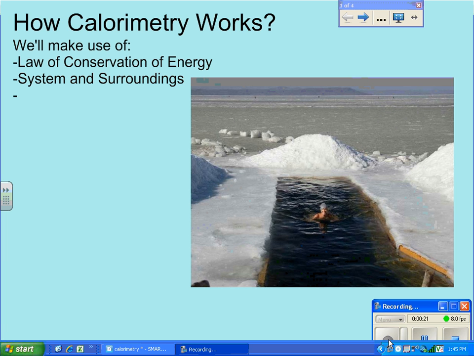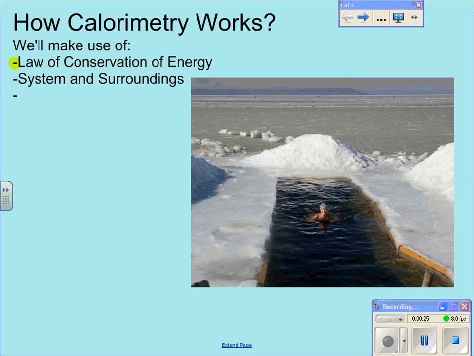We're going to put together three concepts that we've learned. The law of conservation of energy, which says that energy cannot be created or destroyed. The idea that when we're talking about heat, it's a transfer of energy. So transfer always involves two things: a system and its surroundings, what we're going to use in chemistry. And then the mathematical description of how heat is transferred has to do with this.